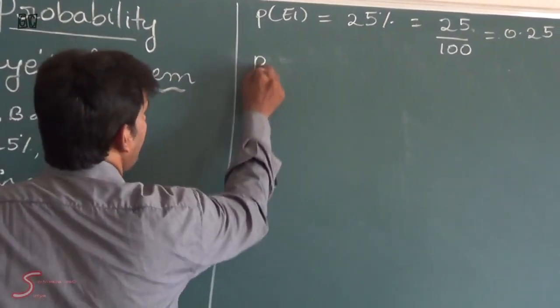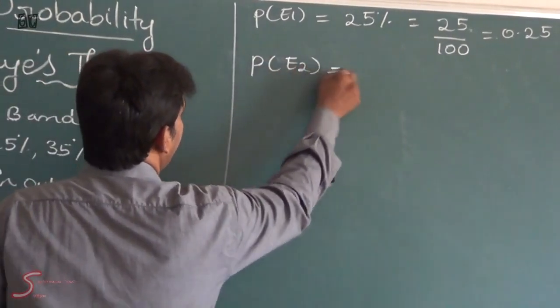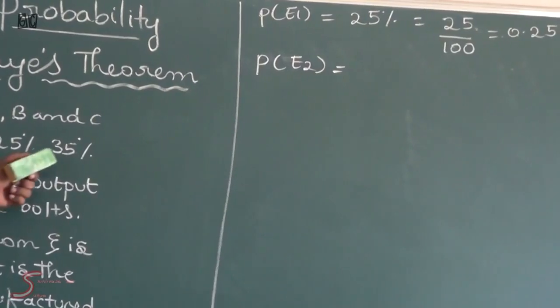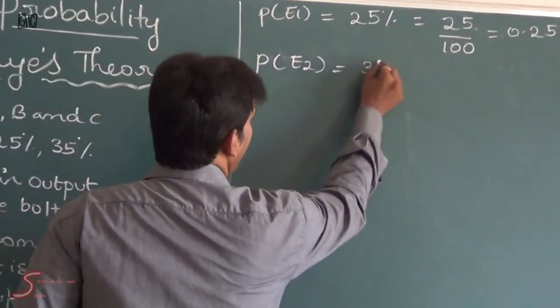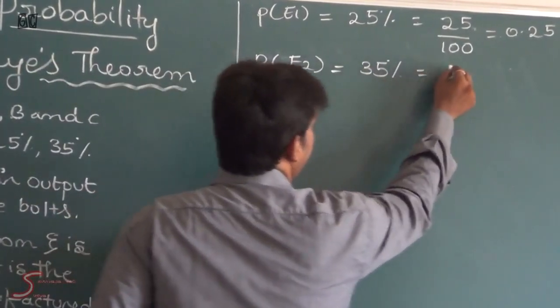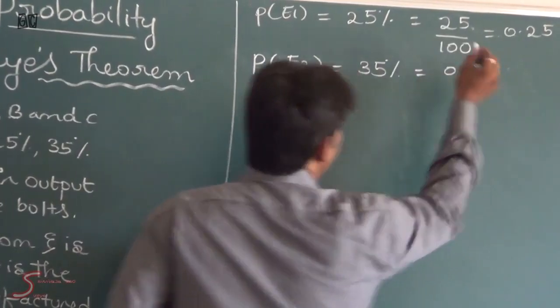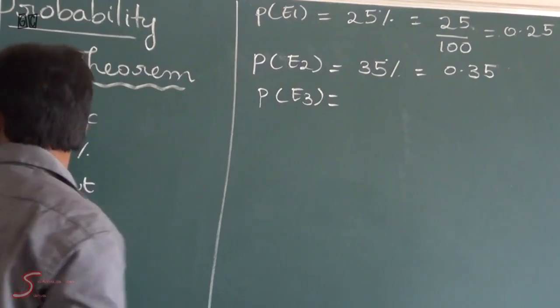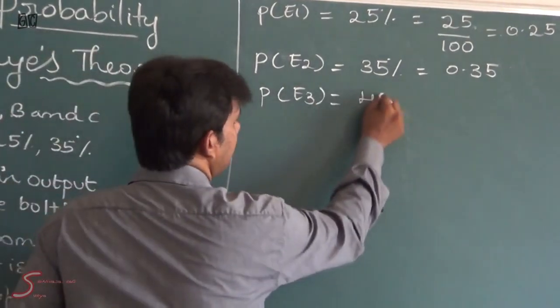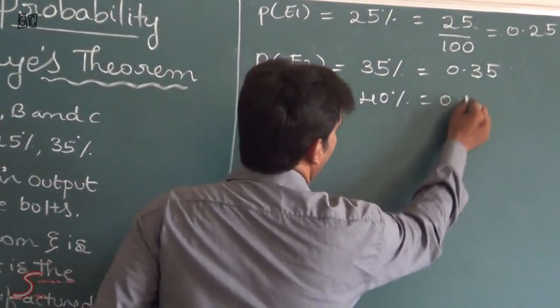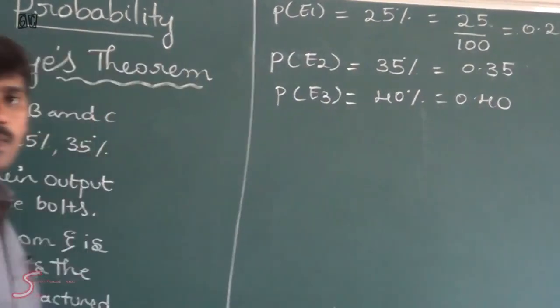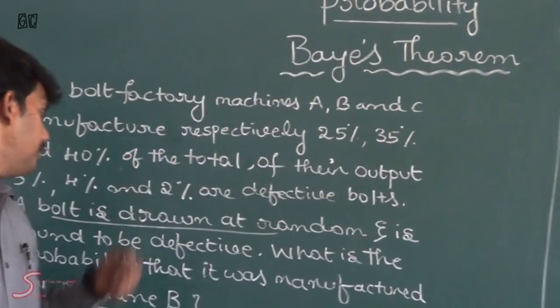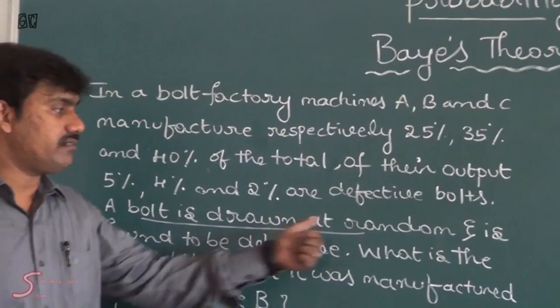Now we will move on to P of E2. What is P of E2? From the given data, 35% is given, that is 35 by 100, so obviously that is 0.35. In the same way, the probability for machine C, that is 40%, that is 0.40. Clear?